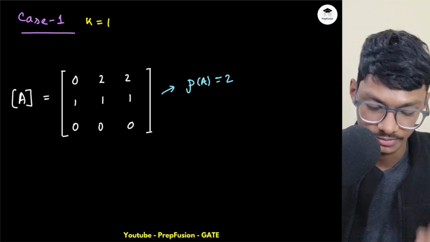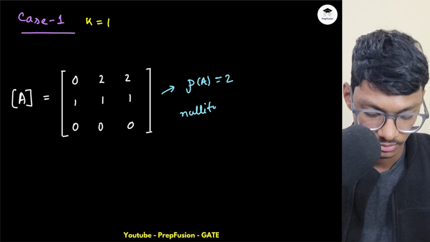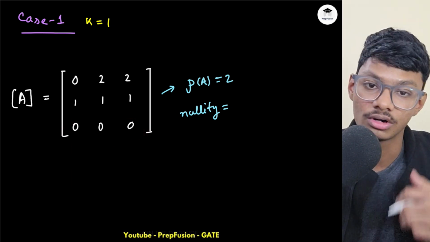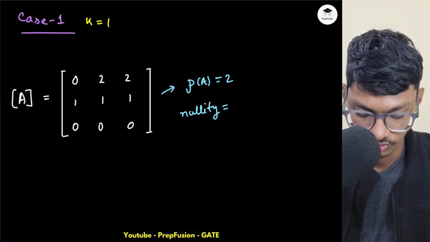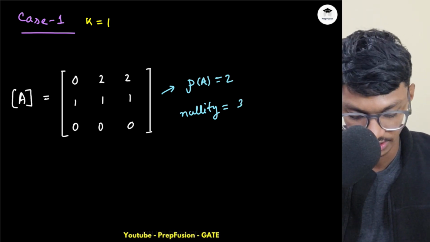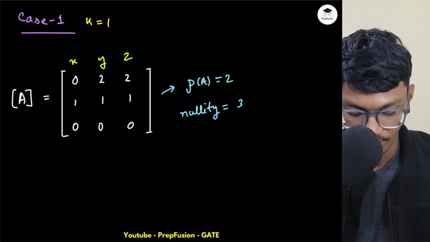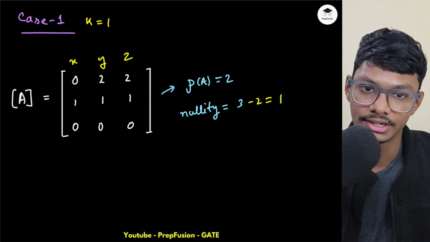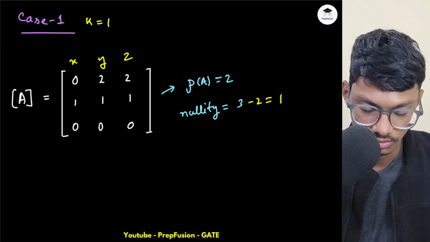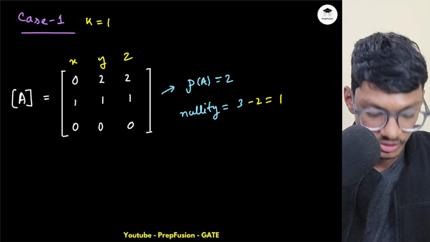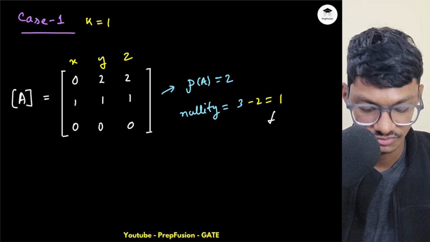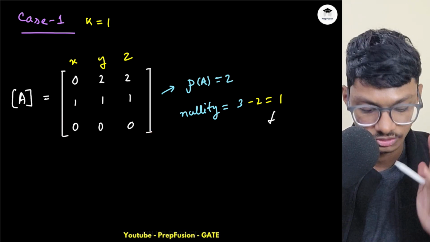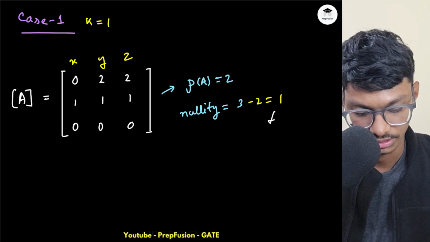Now if the rank of this coefficient matrix is 2, then what is the nullity? Nullity is simply the number of zero rows, or the total number of unknowns minus the rank. The total number of unknowns is 3, x, y, z, and the rank is 2. So 3 minus 2 is 1, so nullity is equal to 1. Basically we have one free variable. This represents one free variable, and from the zero rows also we have only one zero row, so this also represents one free variable.